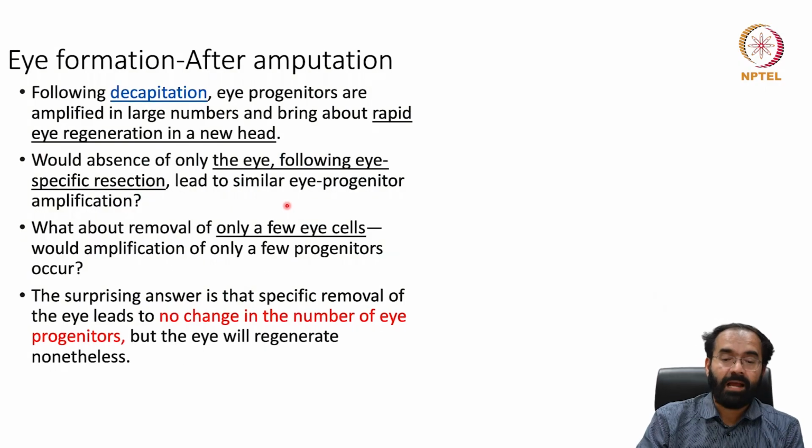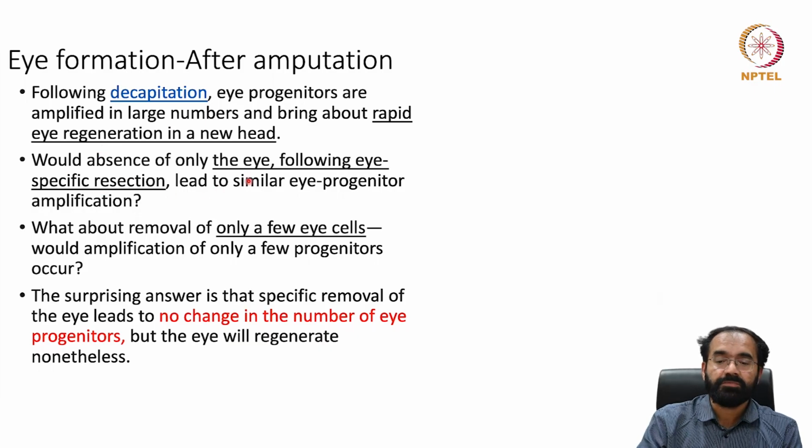Eye formation after amputation. Decapitation also gets rid of the eye. If you remove the head, you did not do anything to the eye, but the whole area is missing. Following decapitation, eye progenitors are amplified in large numbers naturally because the eye is missing. Head is missing, naturally eye is missing. And they can bring rapid eye regeneration in the new head. The new head is formed from the blastema, and then the new eye also has to form, and naturally there is rapid proliferation of neoblasts, along with the eye-specific or specialized neoblasts.